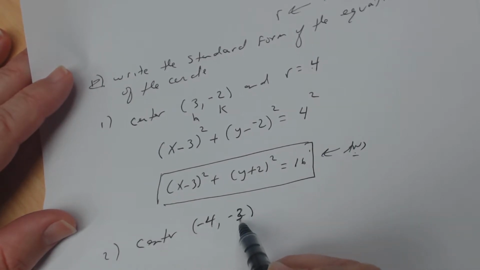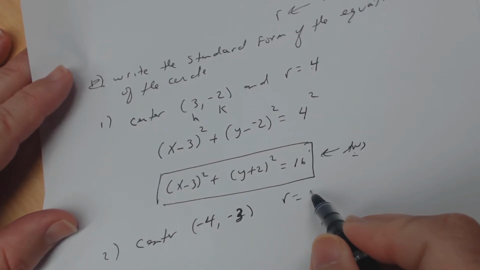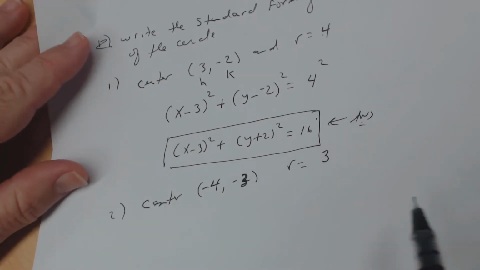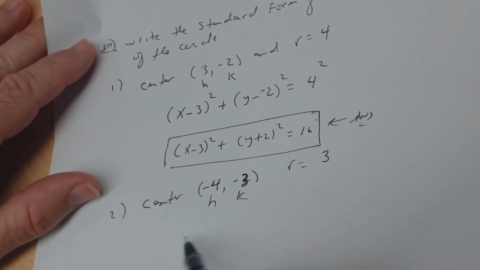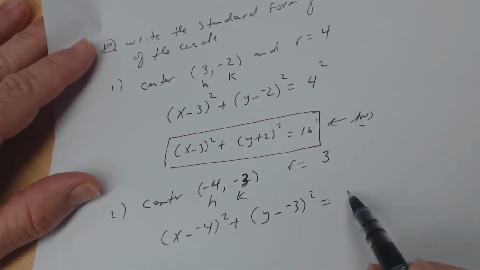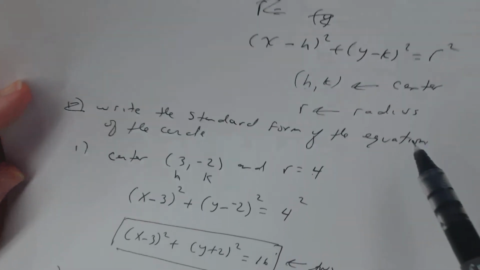Now, let's make it negative 3. Negative 3. And the radius is, let's say, 3. So again, you're going to plug into your formula. So this is your h, this is your k. So you're going to say x minus a negative 4 squared plus y minus a negative 3 squared equals 3 squared, r squared. So you just plug it back into this formula.